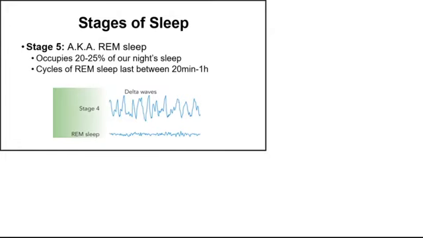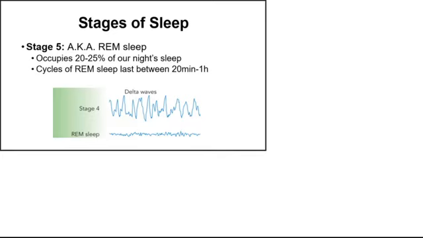Alright, and so our stage 5 is actually a weird one. This is what we would call REM sleep. This is what happens after we've dropped down to that deep sleep and come back up, but instead of going into wakefulness, we end up going into REM sleep. This ends up being about 20 to 25% of our night's sleep. But when we have REM sleep depends on a bunch of factors, which I'll show you in a couple minutes. And so these cycles can last between 20 minutes to an hour at a time, again, depending on some factors.